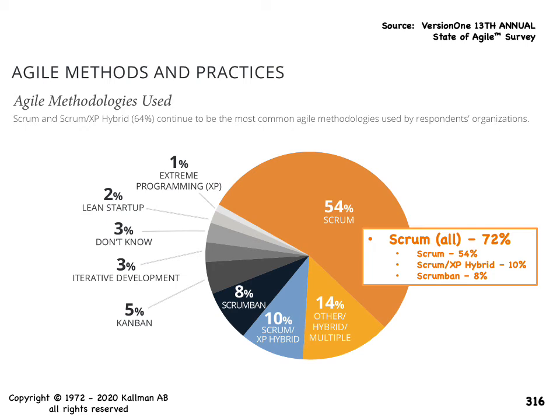And in the 13th annual, you'll notice that it started going back up a little bit. It had gone to 70% the year before. Now we're back up to 72%, where Scrum was 54%, Scrum XP Hybrid was 10%, and Scrumban has been holding steady at 8%, for pretty much 3 out of those 4 years, if not 4, every year.